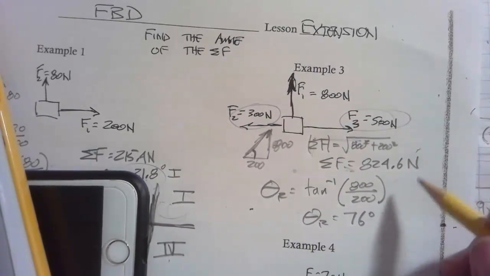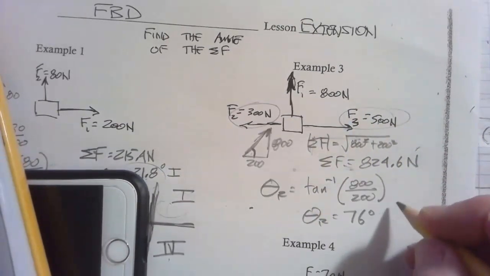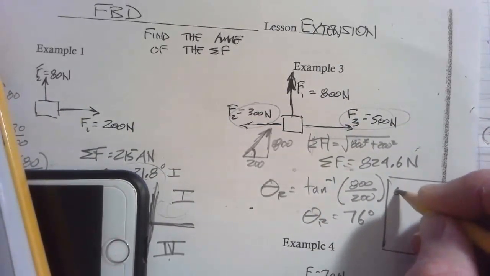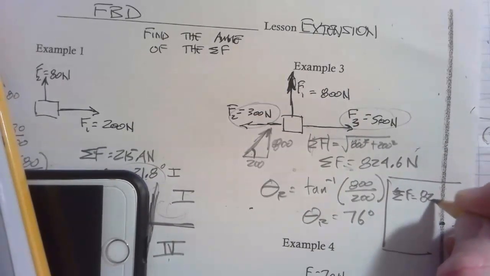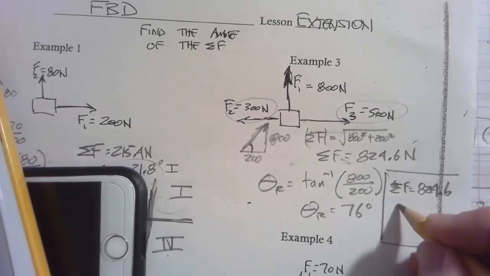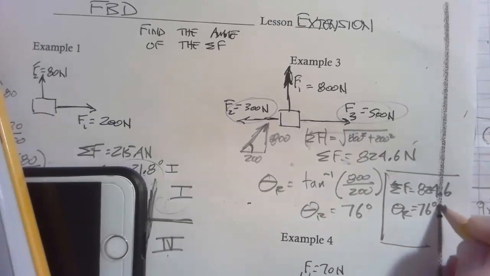In which quadrant? Well, let's see. We were right and up, so that's first quadrant. So we would write as our final answer, net force equals 824.6 at a reference angle of 76 degrees, first quadrant.